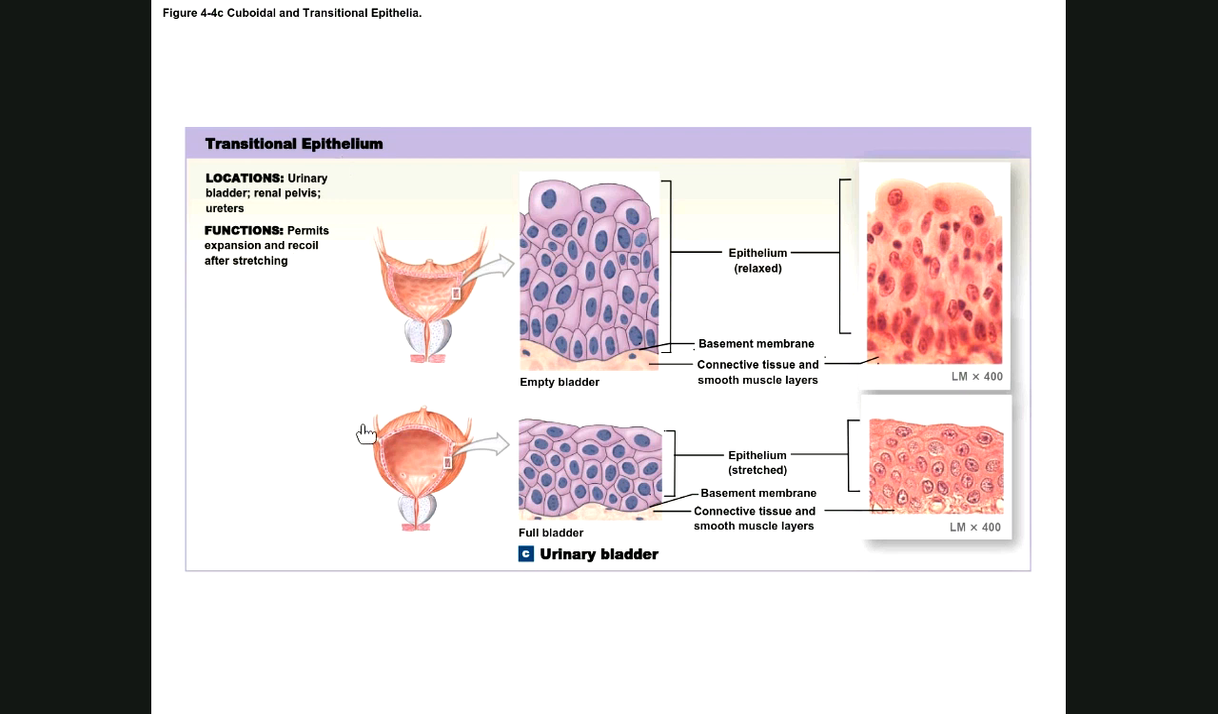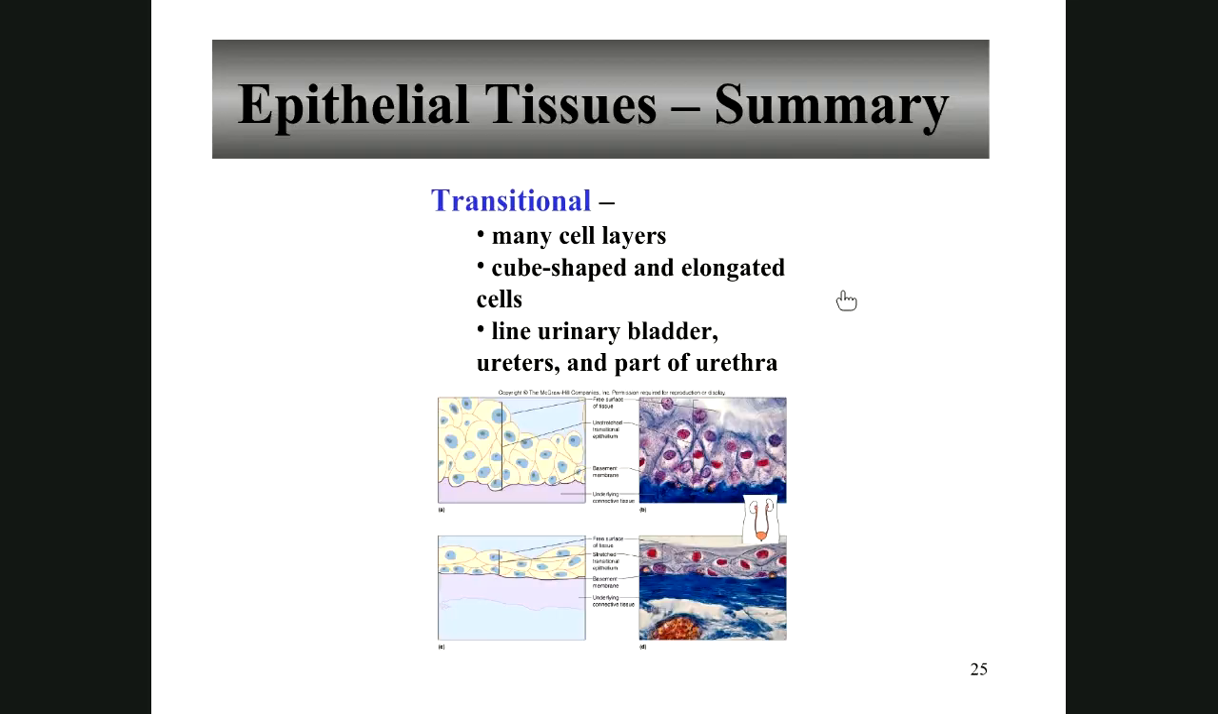So in the future, if I ask you where you would find transitional epithelium, think of the urinary tract: urinary bladder, ureter, urethra. Here they look a little more squamous, and here they look more cuboidal, with multiple layers.